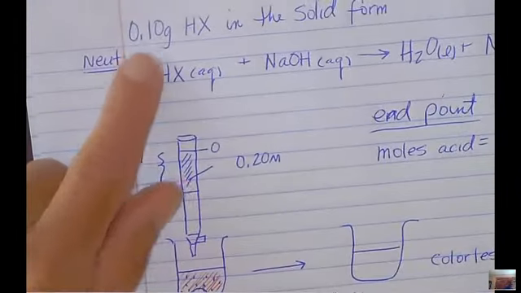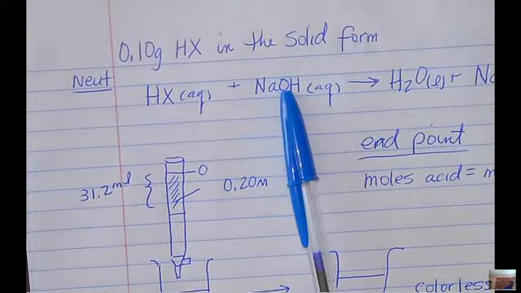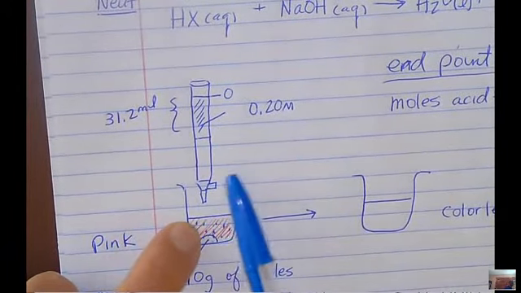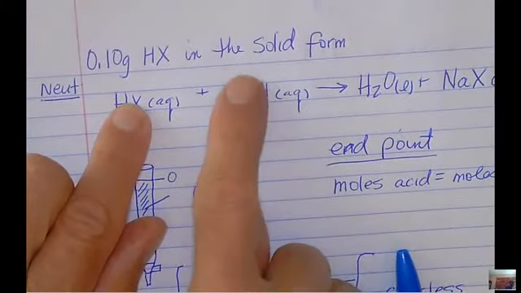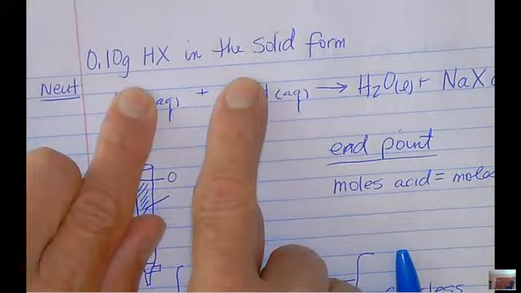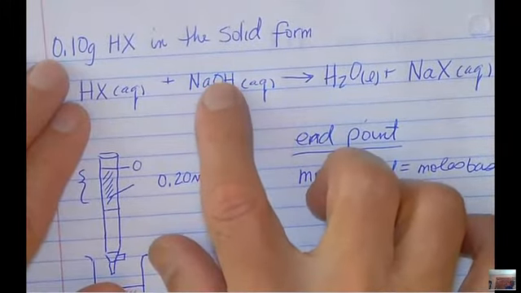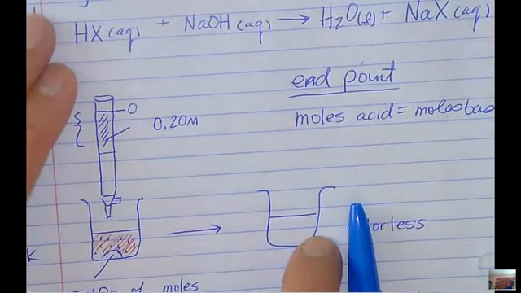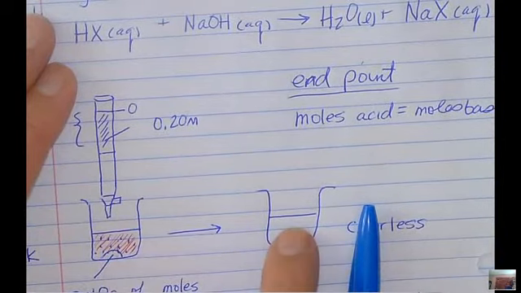Right? I've added just enough sodium hydroxide to neutralize all the HX that's at the bottom, and at that special point, the moment it turns colorless, I don't have any of this, and I don't have any of this. All I have is this and this. If I add even one more drop of sodium hydroxide, this solution is going to turn basic. And that's why it's going to turn pink, right?